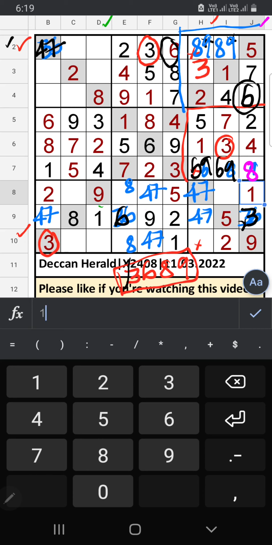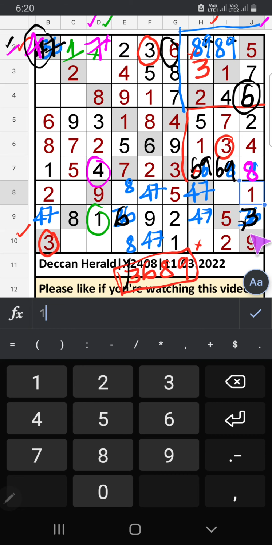Column D, we have 1. So 1 can't come in the cell, then 1 is confirmed here. Second row, two numbers are remaining, 4 and 7. Column D, we have 4. So 4 can't come in the cell, 4 is confirmed here. Then 7 is here. Since 4 is here, 4 can't come in. Then 7 is confirmed here.